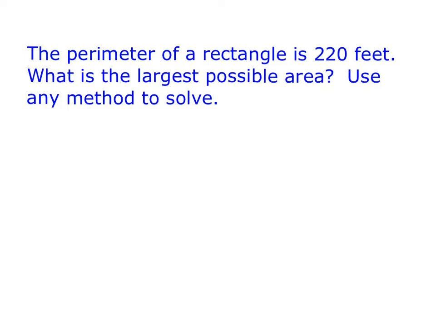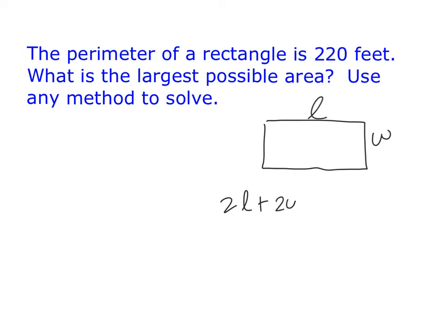Okay, so I want you to just think about this problem and see if you could figure it out. Use any method you want. Pause the video. So it says the perimeter of a rectangle is 220 feet. What is the largest possible area? So remember, perimeter is length and width. So 2L plus 2W equals 220. So the length plus the width has to be 110.